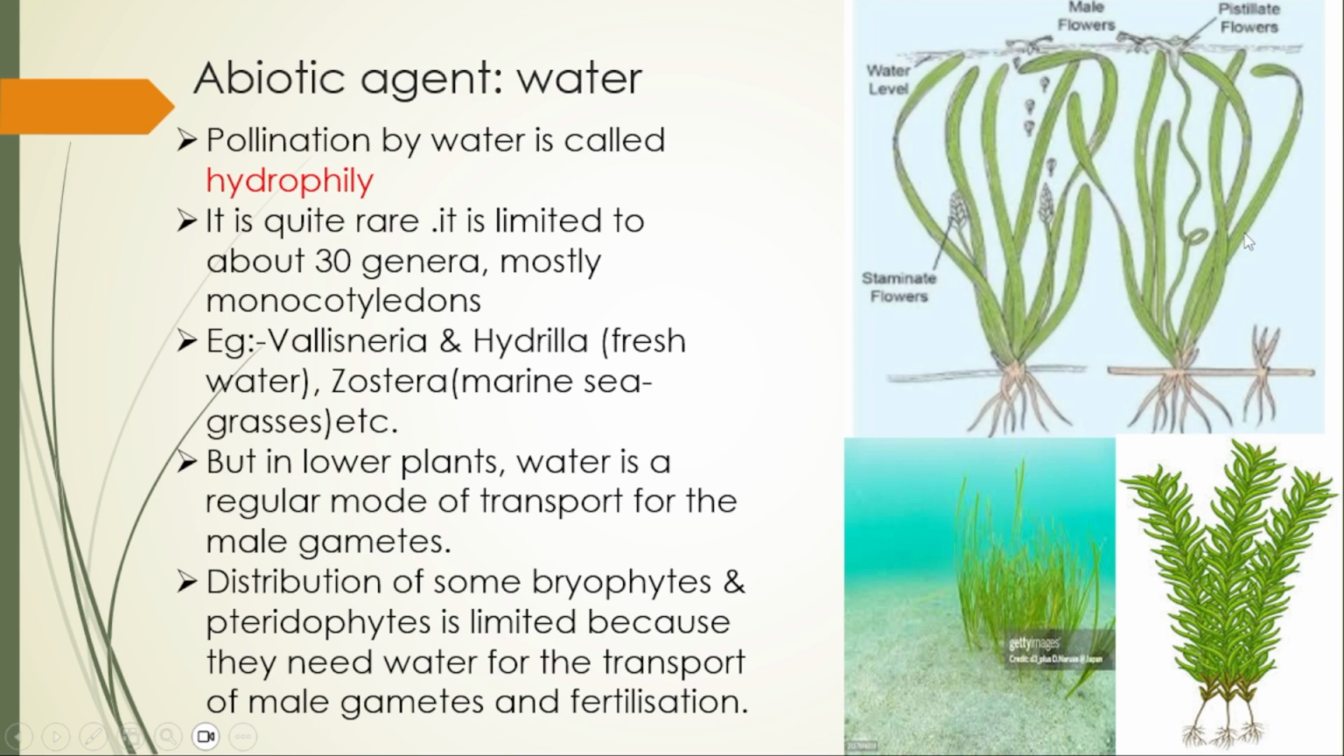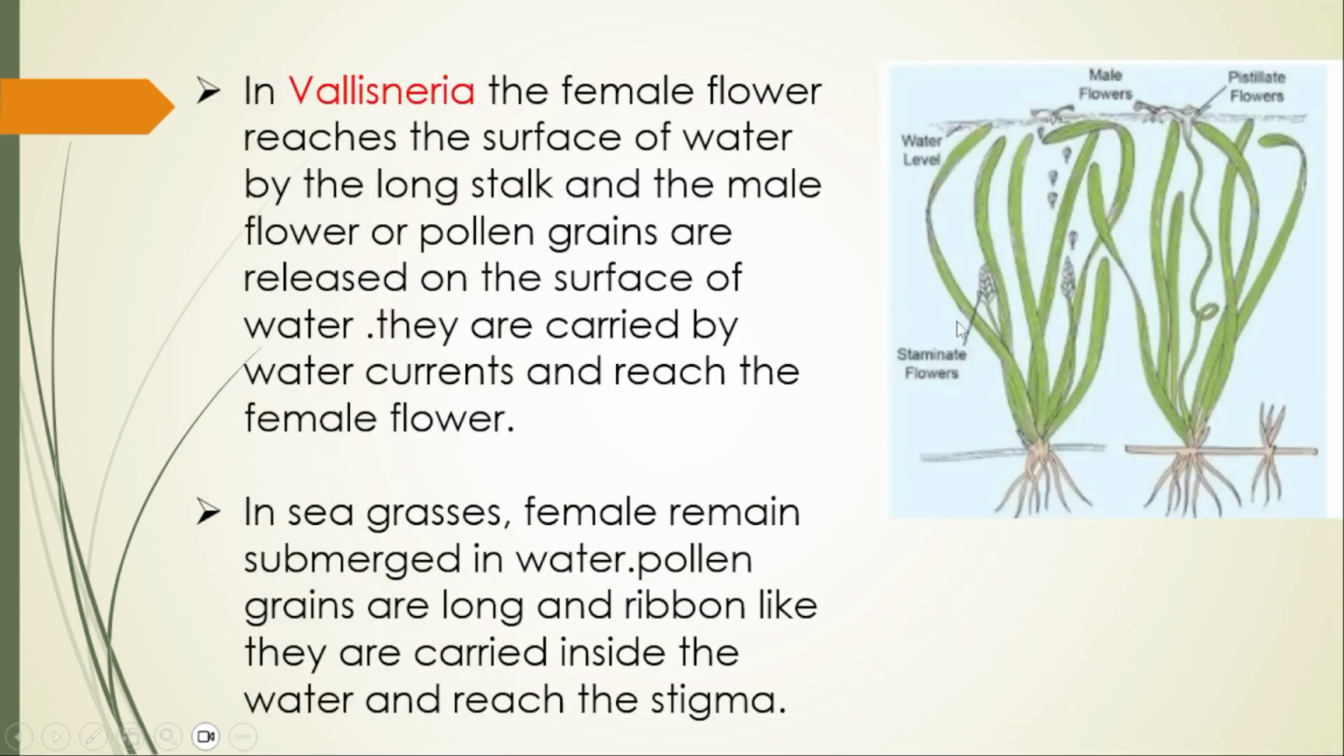So this is the example of Vallisneria, this is Hydrilla, and this one is Zostera. In Vallisneria, what happens? The female flower reaches the surface of the water. This is the long stalk, you can see, and the male flowers release pollen grains on the surface of the water. This is the male flowers. Okay, this is the male flowers. Let me zoom.